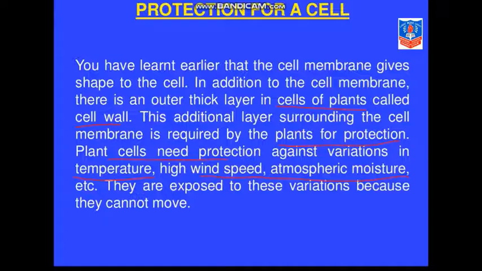They are exposed to these variations because they cannot move. Why? हम लोग जो है human beings हैं, अपने आप को different natural चीजों से save कर सकते हैं, but plant cells can't do that. Plants cannot move. They are fixed at one place. So they have got this extra protection.